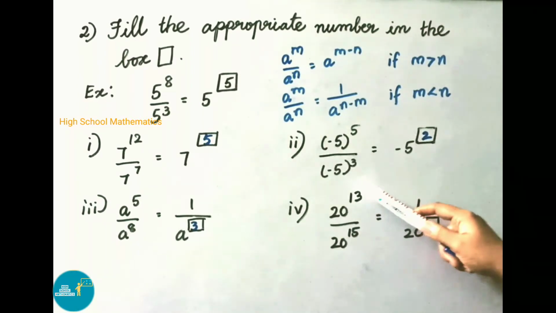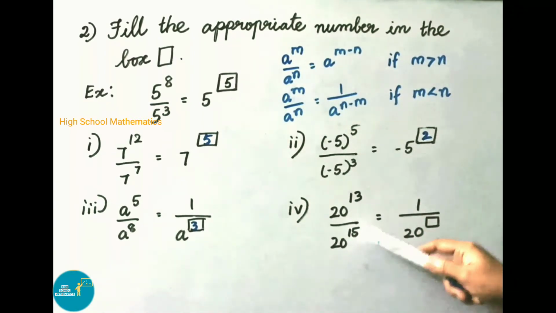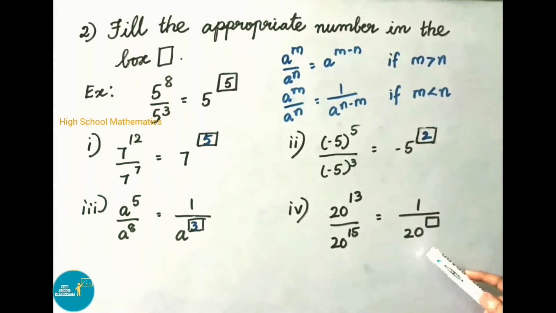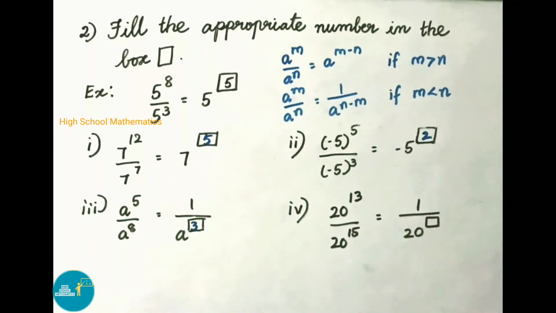Here m value is less than n value. We are going to apply this formula. So 1 by a power n minus m, that is 1 by 20 power 15 minus 13 we have to do. So 15 minus 13 is 2. So the answer is 1 by 20 power 2.